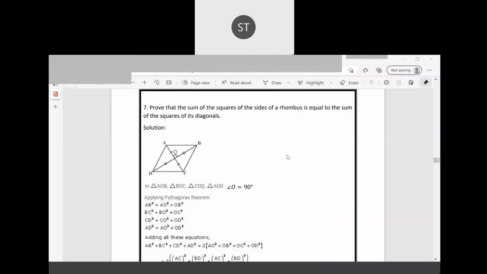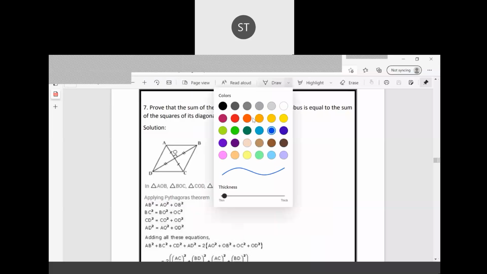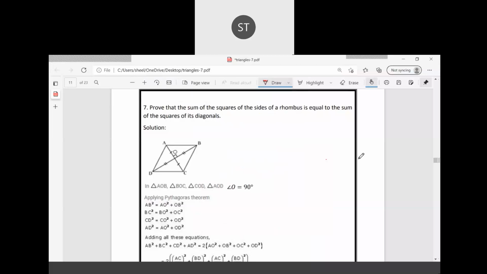Let us start with the last question. That is question number 7. Prove that the sum of the squares of the sides of a rhombus is equal to the sum of the squares of the diagonals. Sum of the squares of the sides. Which are the sides of the rhombus here?